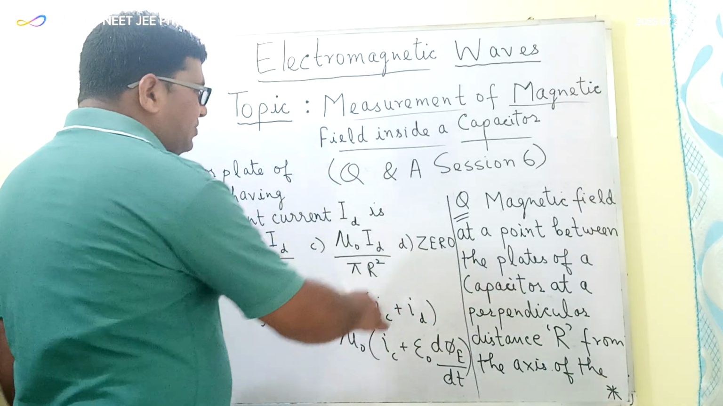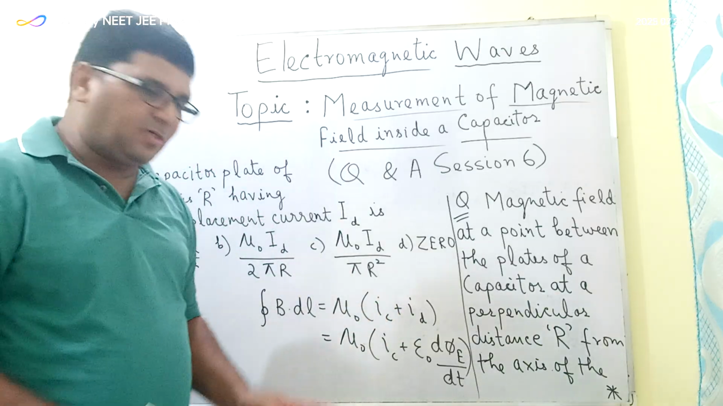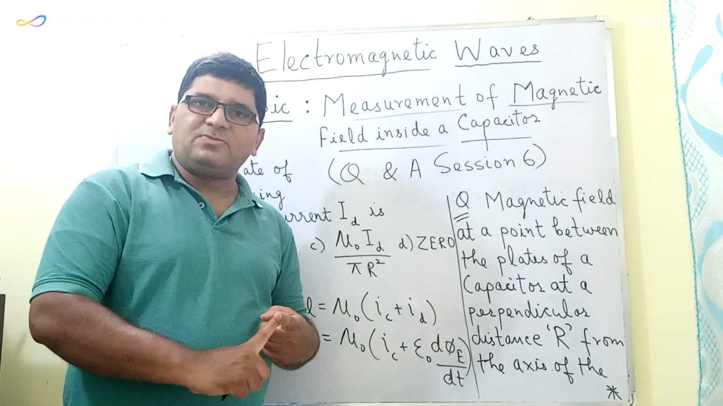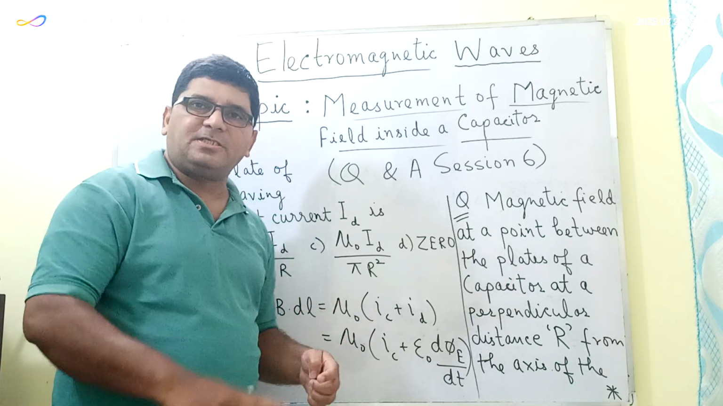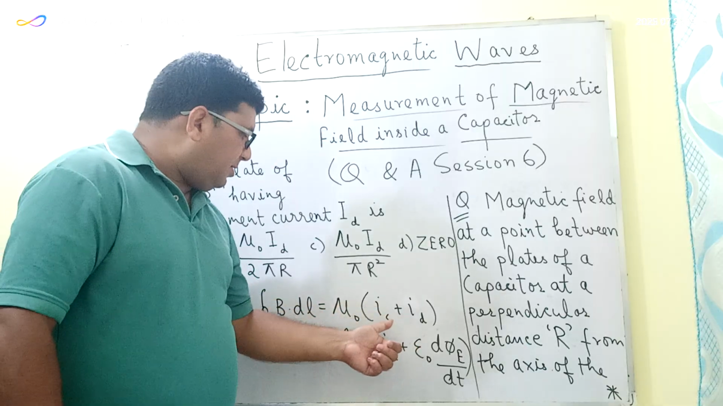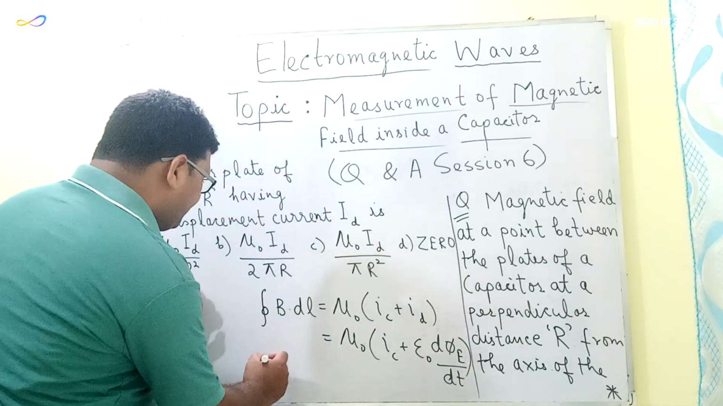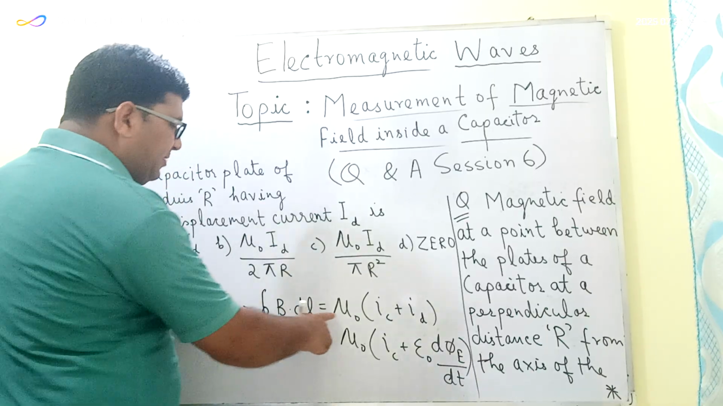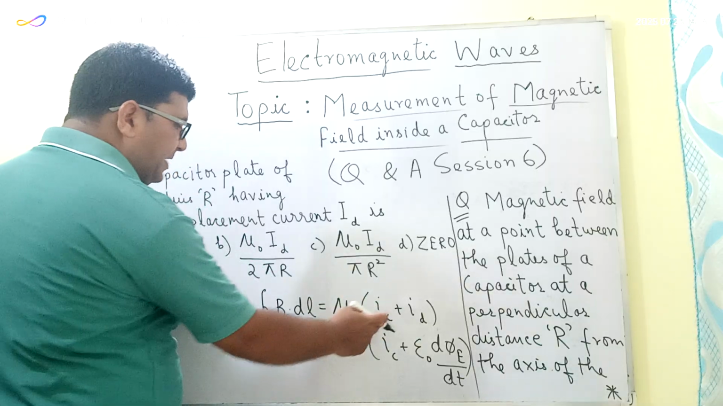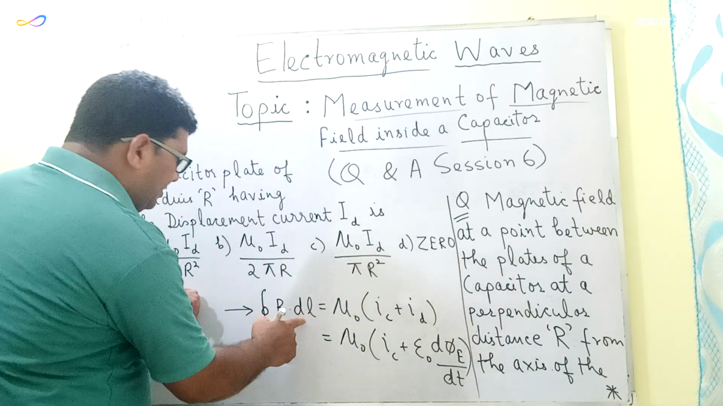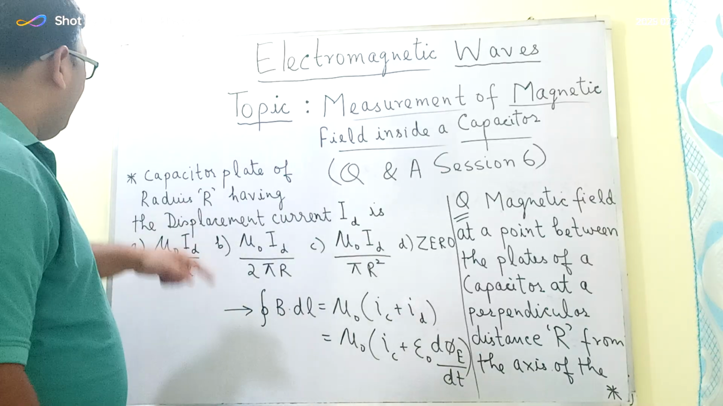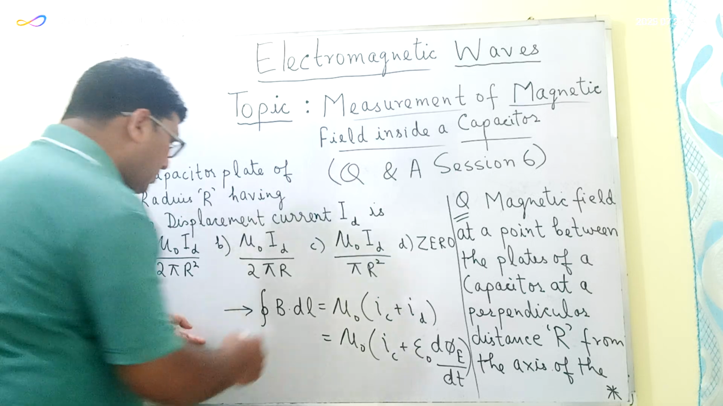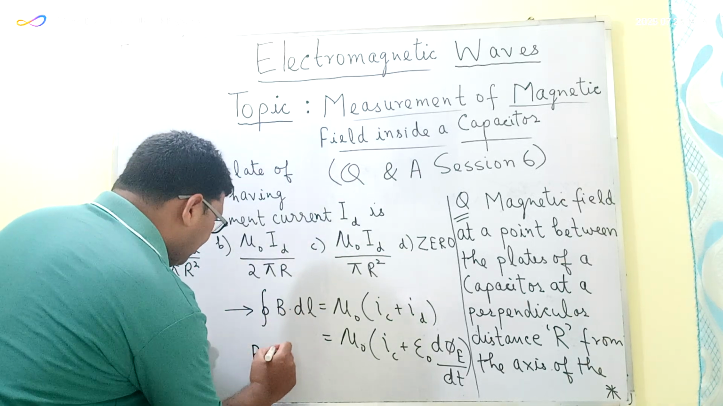In this question, the conduction current will be equal to 0, because in the capacitor the conduction current only flows in the conducting wires and the capacitor plate during charging and discharging. So here IC will be equal to 0. This equation can further be written as the line integral of the magnetic field, B dot dl, equal to mu naught (IC plus ID). IC is 0, and here the radius of the capacitor plate is given as R, so the left side will be equal to B into 2 pi r.